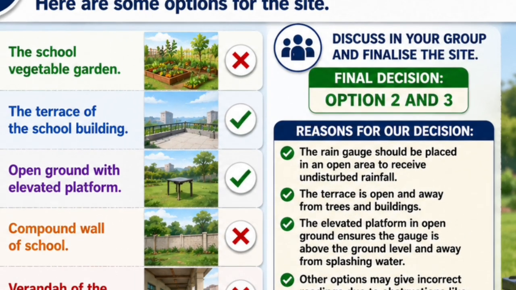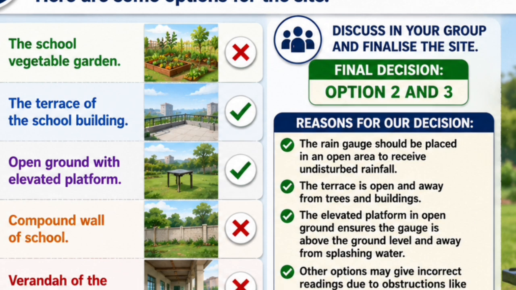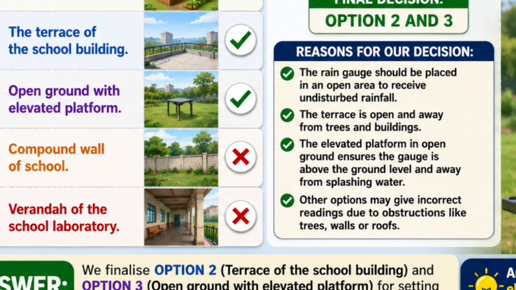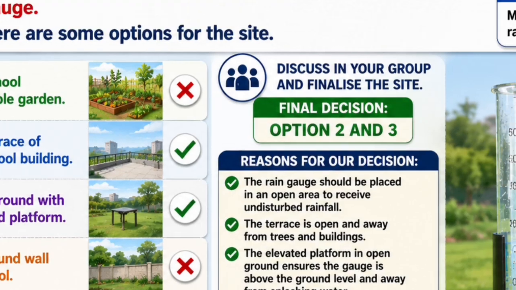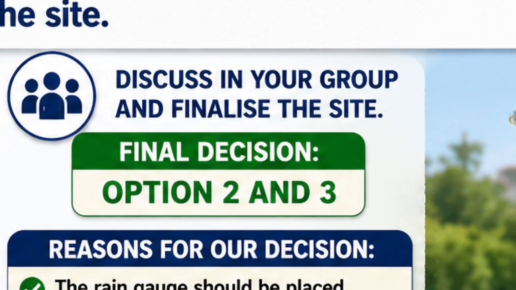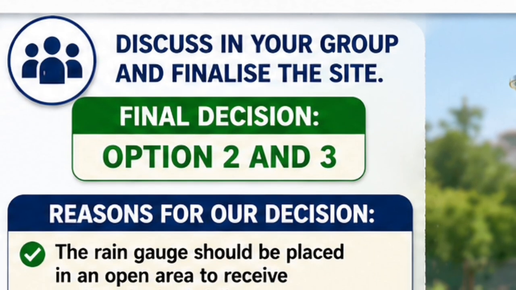First is the school vegetable garden. Second, the terrace of the school building. Third, open ground with elevated platform. Fourth is compound wall of the school. Fifth is the veranda of the school library, right? So discuss in your group and finalize the site. The final decision is option number 2 and 3.